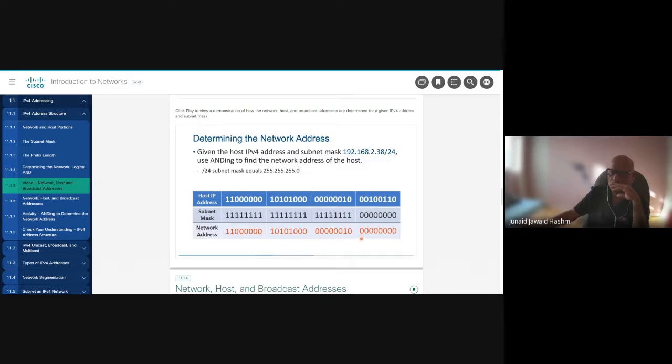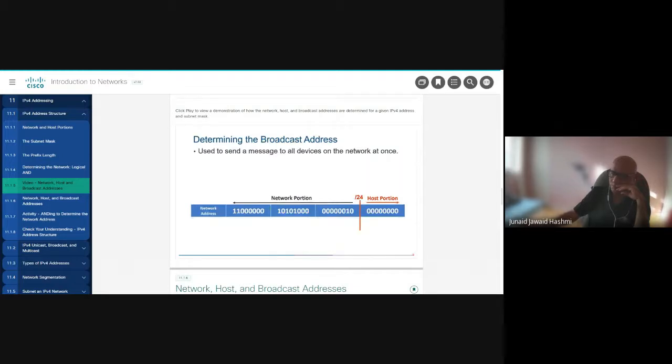Notice that the last octet is all binary zeros. Because we are using a /24 subnet mask, the first 3 octets represent the network portion and the last octet is the host portion. Network addresses will always have binary zeros in their entire host portion, however long it is. In this case, the last 8 bits. If we convert to dotted decimal, we can see that this host belongs to the network 192.168.2.0/24.